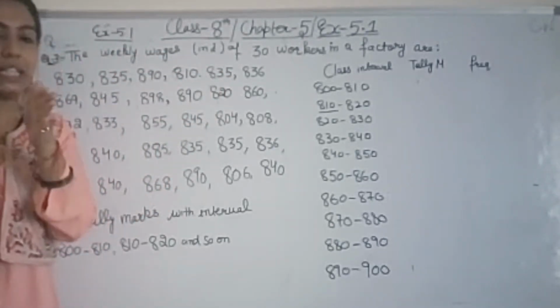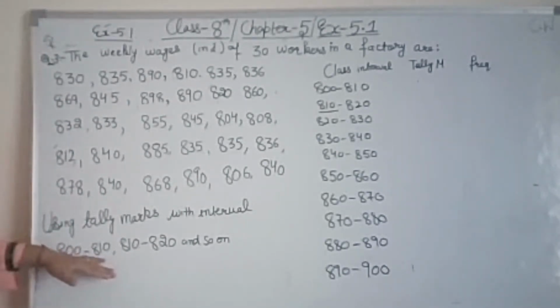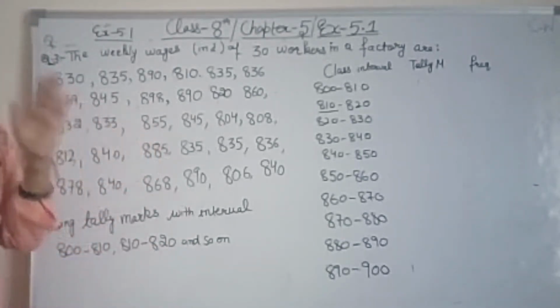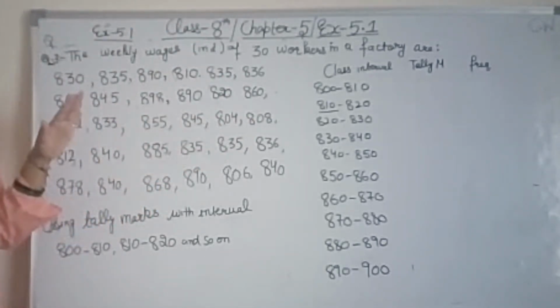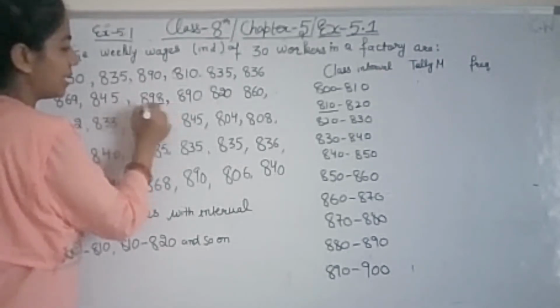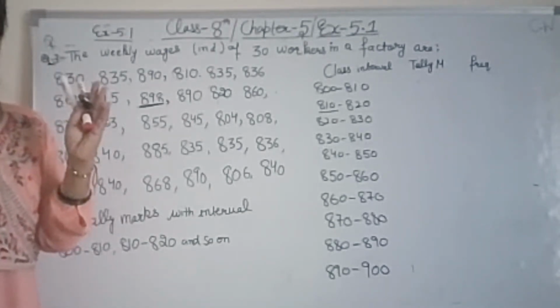तो उसे शॉर्ट करने के लिए हमने क्या ले लिए? इंटरवल्स. कहाँ से कहाँ तक? इट इज गिवन टू यू 800 से 810, देन 810 से 820 अप टू सो ऑन. लास्ट कहाँ पे होगा? जहाँ पे हमारे पास हाईएस्ट वेज होगा किसी वर्कर का. तो हाईएस्ट है हमारे पास 898. So 898 is highest, so it will come under the 890 to 900 के बीच में.